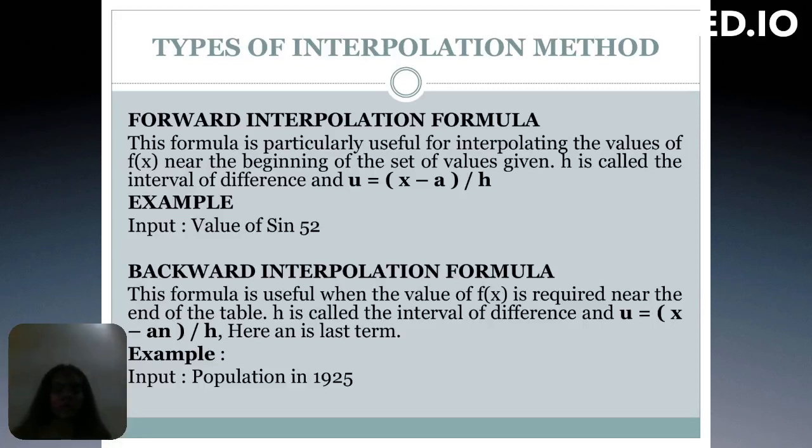It's an example of forward interpolation formula. And the backward interpolation formula is also a very useful formula when the value of f of x is required near the end of the table, where here also h is the interval of difference, and its formula is that u is equal to x minus a n, the whole divided by h, where a n is the last term. And the example of backward interpolation formula is population in 1925.